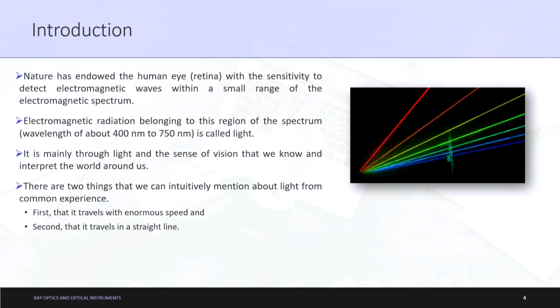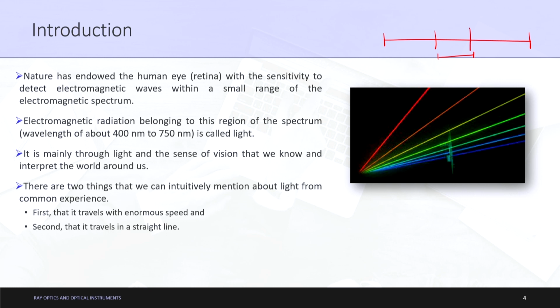As you can see, this is a basic concept which everyone knows, that a ray of light always goes through a straight line. Now nature has endowed the human eye or retina with a sensitivity to detect electromagnetic waves within a small range of the electromagnetic spectrum. Let us suppose that this is the complete range of the electromagnetic spectrum. The human eye can detect only this much. What is that range? We will try to understand.